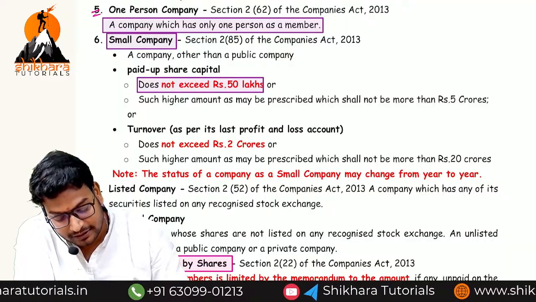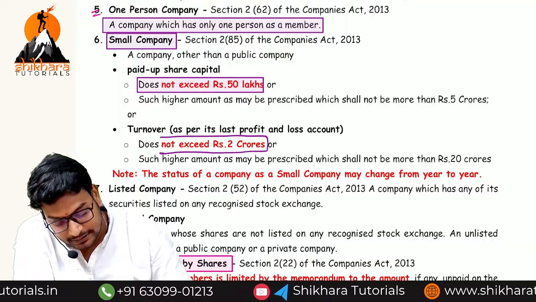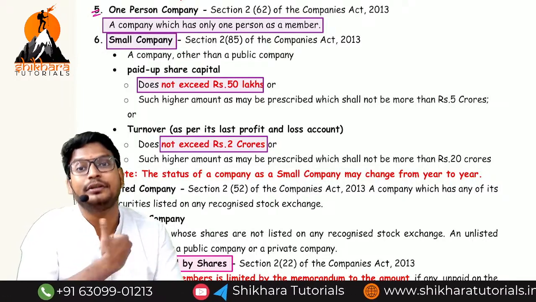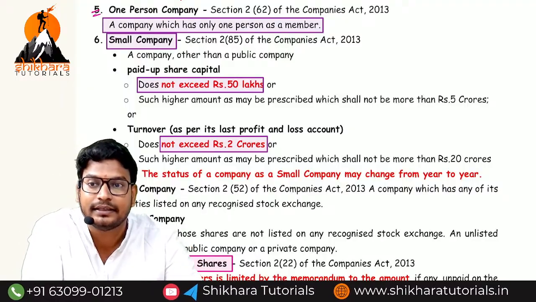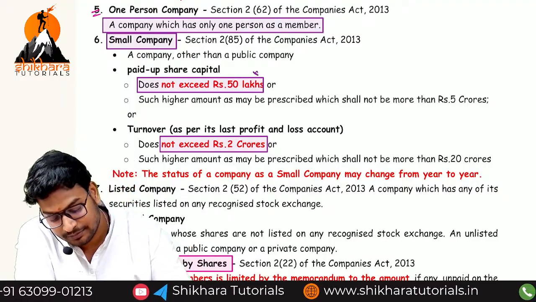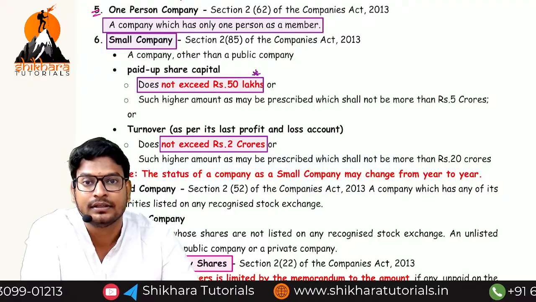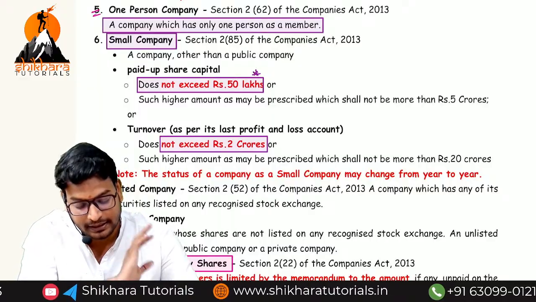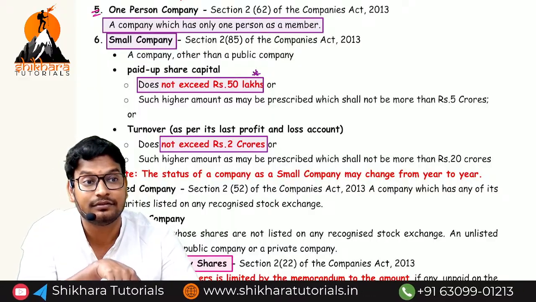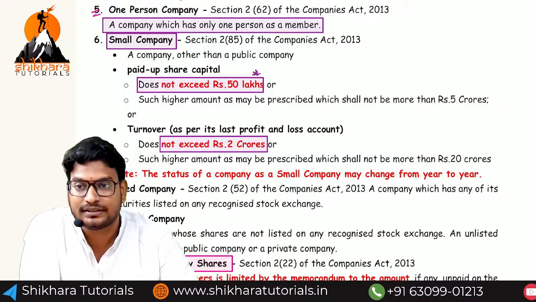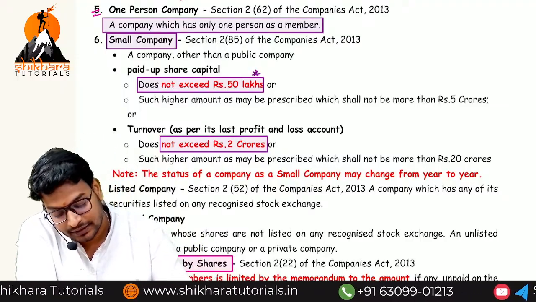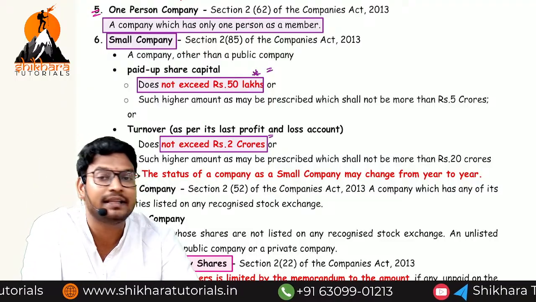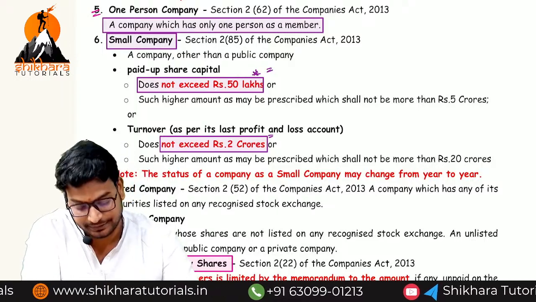When coming to the turnover, what is the limit? 2 crores is the limit for the turnover. Should it be less than 2 crores or more than 2 crores? Less than 2 crores. If it is more than 2 crores, it is not a small company. Remember these two limits. I think you will remember the 50 lakhs easily. The 50 lakh condition we have seen in the OPC and in the small company. And 2 crores is the turnover, also seen in the OPC. If more than 50 lakhs or more than 2 crores, we must convert into either a private company or public company.